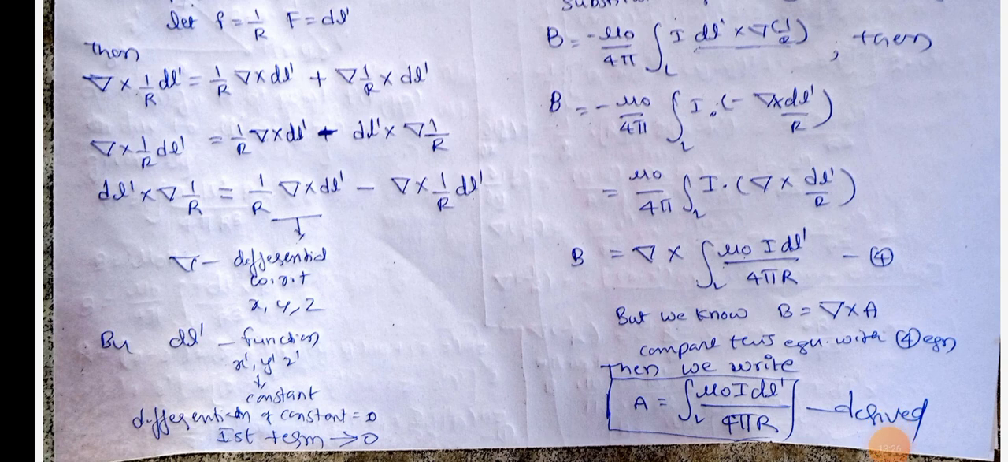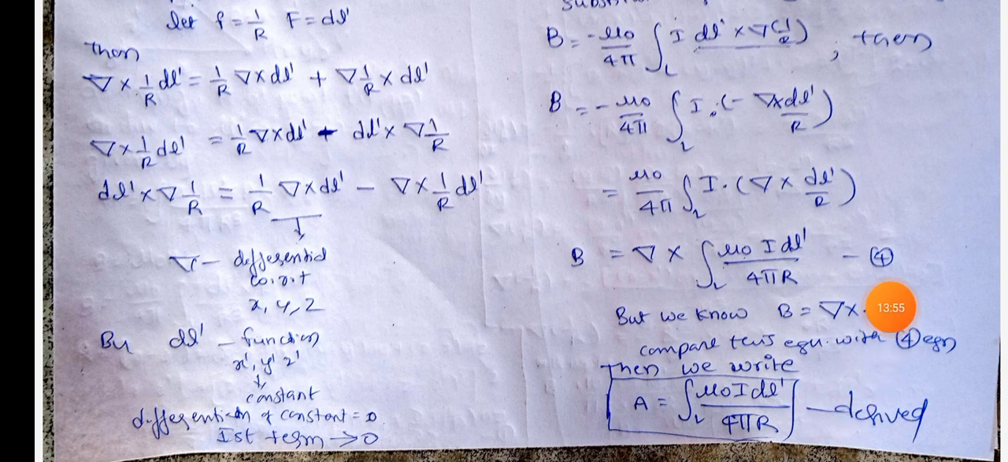We know that B equal to del cross A. Compare this with this one: B equal to del cross A. This term is nothing but the magnetic vector potential, that is A equal to line integral of mu naught I dl dash by 4 pi r. So this is what we derived.